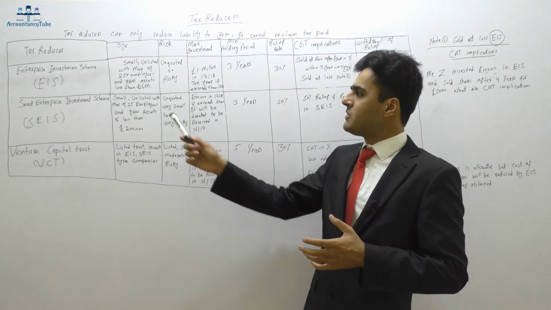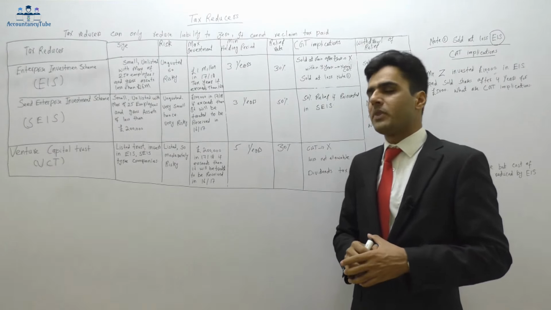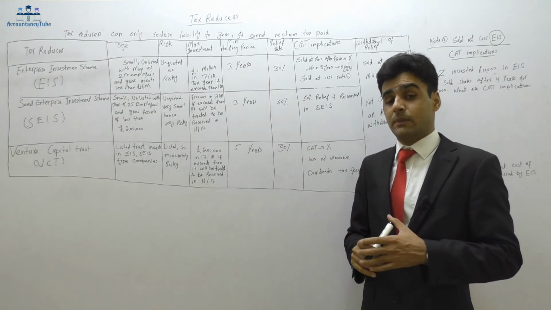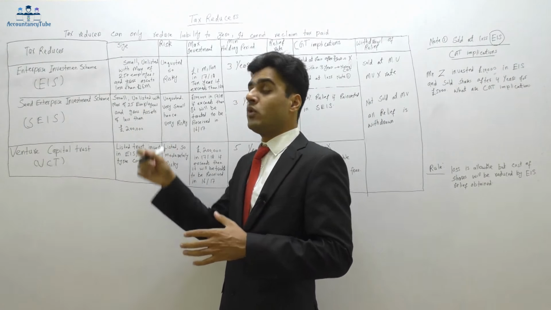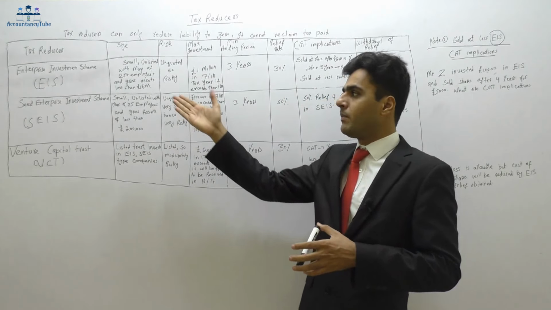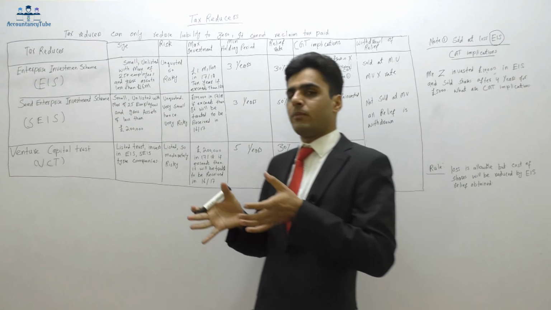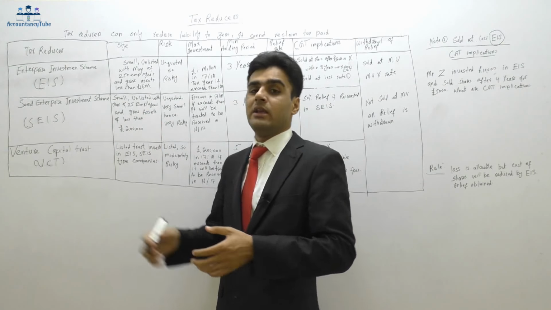Now there is another condition as well. It will have a maximum of 250 employees. So if you have more than 250 employees, although you are unlisted and small, then that company will not be an EIS company. So you will not be able to invest. I mean, you will be able to invest, but you will not be able to get the EIS relief.